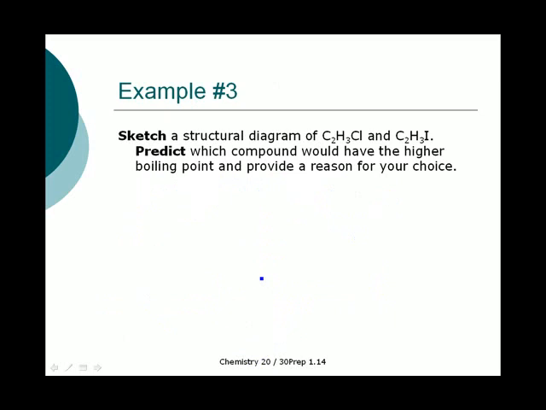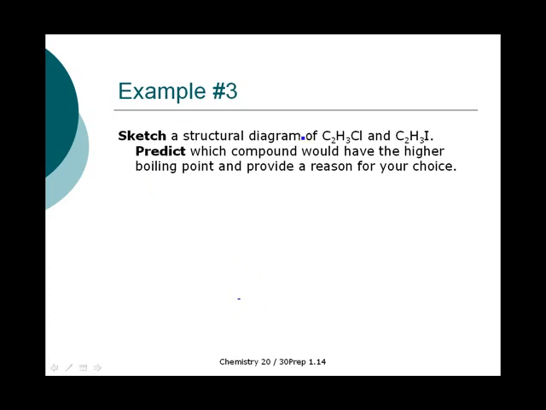So we're going to sketch the structural diagrams for C2H3Cl and C2H3I, and then we're going to predict which compound would have a higher boiling point, and then they want a reason as well. So if all you do is put the boiling point, you haven't done enough. You need to say why you think one has a higher boiling point than the other.